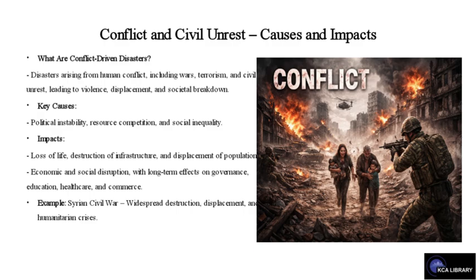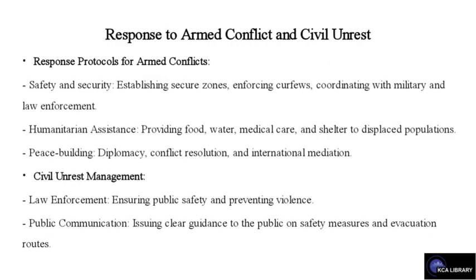Some of the key causes are political instability, resource competition, and social inequality. Some of the impacts include loss of life, destruction of infrastructure, and displacement of population. There's also economic and social disruption with long-term effects on governance, education, healthcare, and commerce. Now, an example is the Syrian civil war. There was widespread destruction, there was displacement, and there were severe humanitarian crises in Syria.